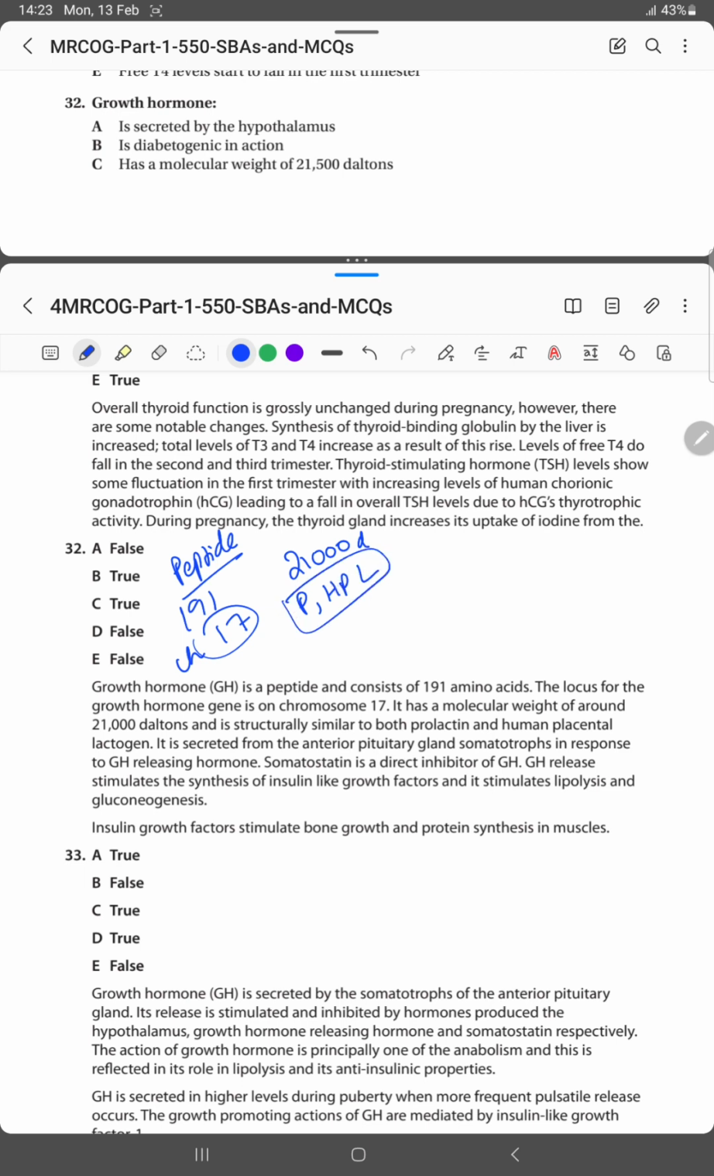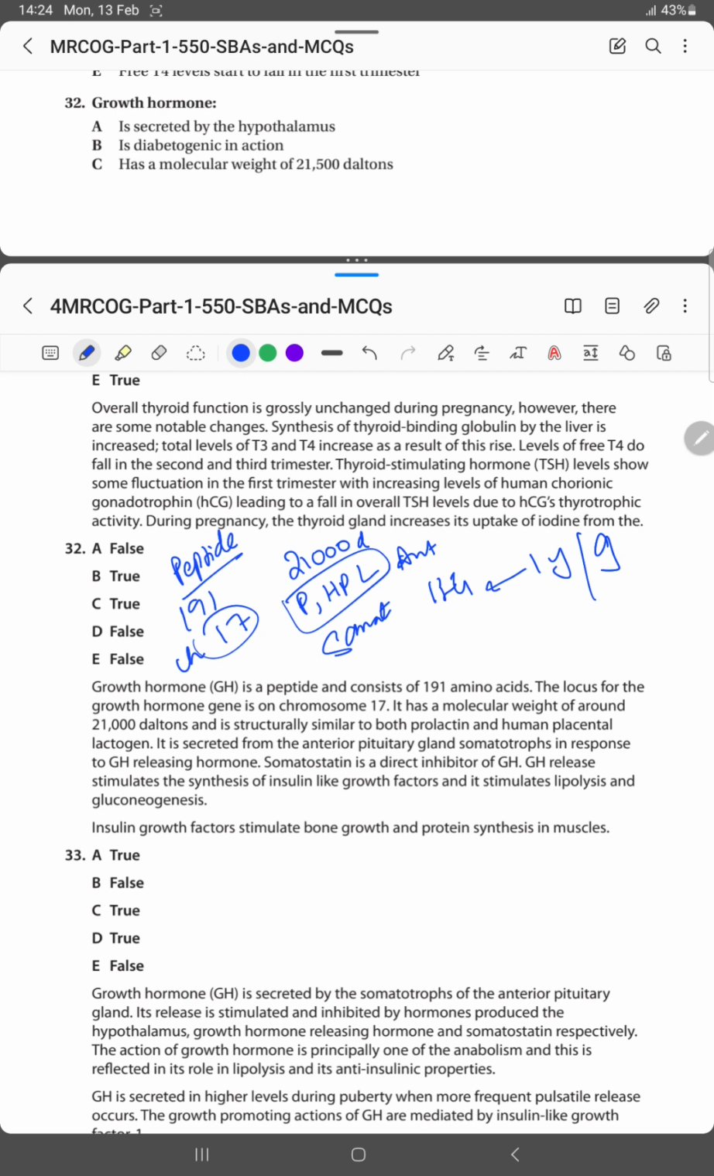And it is secreted from the anterior pituitary gland, from the somatotrophs, in response to GHRH, growth hormone releasing hormone, from the hypothalamus. And somatostatin is a direct inhibitor of growth hormone. And growth hormone stimulates the synthesis of insulin like growth factor, and it stimulates lipolysis and gluconeogenesis.